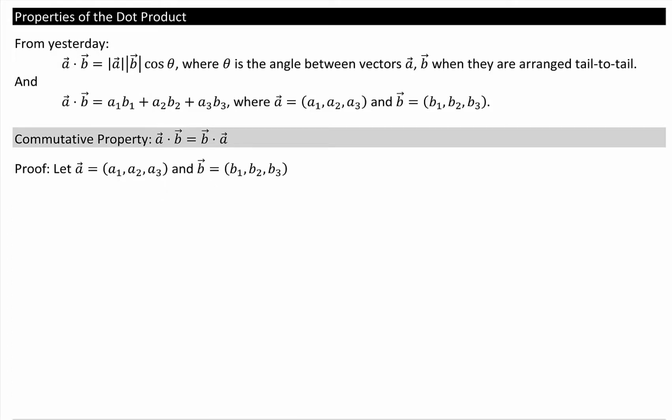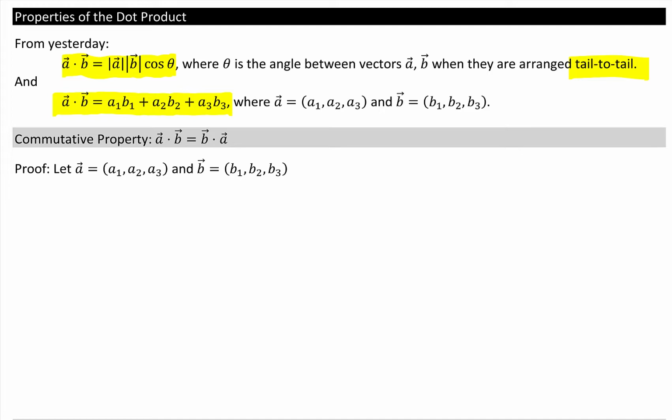Alright, so next up are properties of the dot product. From previously, we noted that A dot B is equal to the magnitude of A, magnitude of B, cosine theta, where theta is the angle between vectors A and B when they are arranged tail to tail. And we also saw that A dot B is equal to A1B1 plus A2B2 plus A3B3, where A is equal to A1, A2, A3, and B is equal to B1, B2, B3.